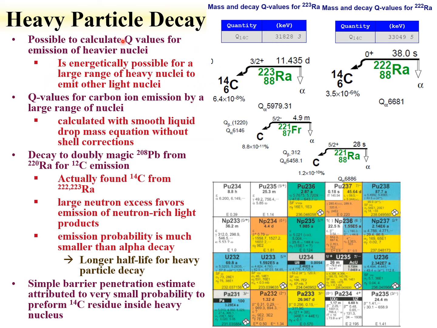The decay to doubly magic lead-208 from radon-220 can occur through carbon-12 emission, as an example. However, what's actually found are these carbon-14 emissions for radium-222 and radium-223. And I do want to point out this arrow here with the particle coming out. That's the emission of a particle from the nucleus, similar to what is shown here for the alpha particle. Again, it's not the radium-223 decaying to carbon-14, rather the radium-223 emitting carbon-14.